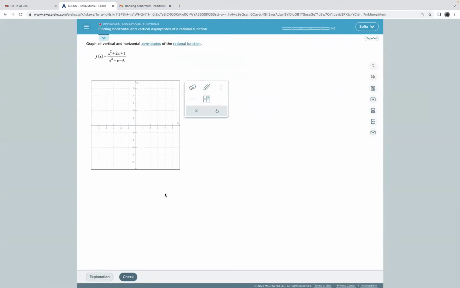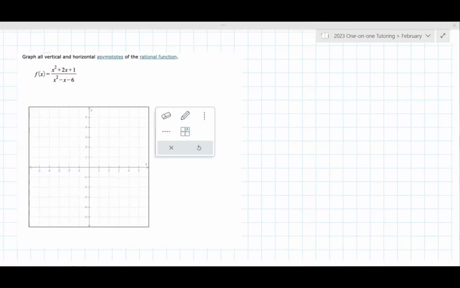All right, let me grab a snip of this and talk you through it. Okay, so let that load up here.